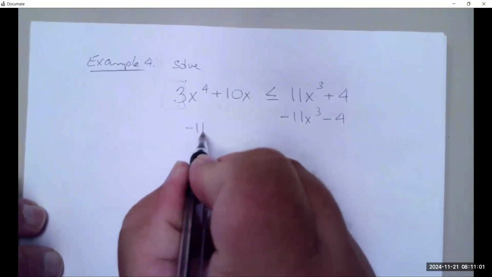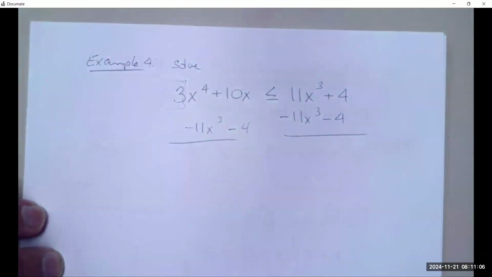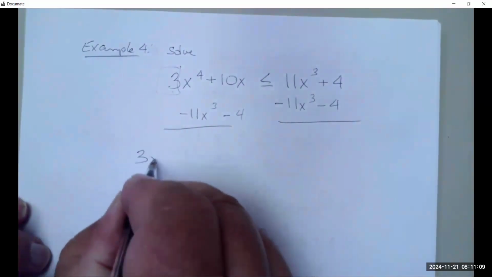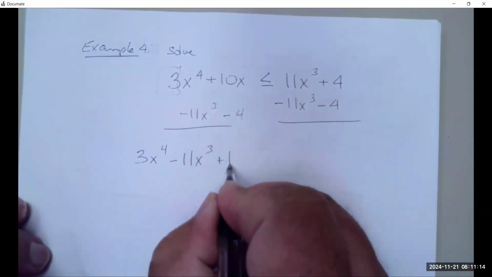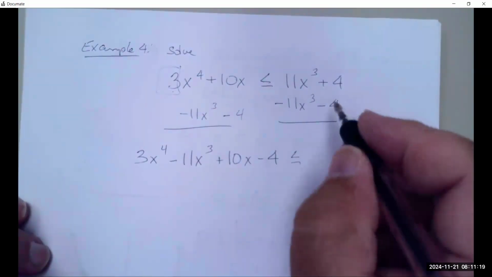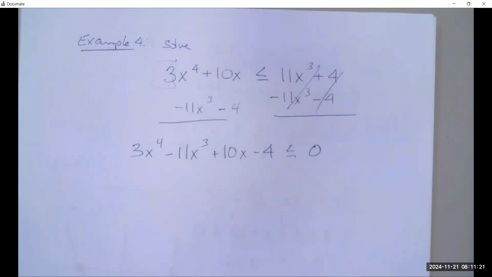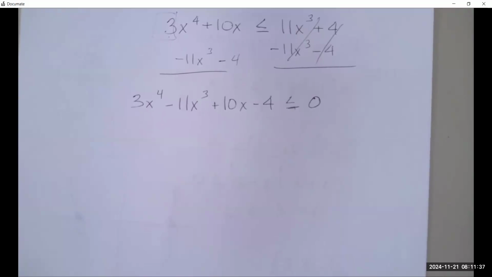So we're going to subtract 11x cubed and subtract 4 from both sides. That gives us 3x to the 4th minus 11x cubed plus 10x minus 4 is less than or equal to 0. Do we want the graph above or below the x-axis? Below, since it's less than 0. We want it to be at the x-intercept, since it's equal to or below it. So we have to factor this one out.